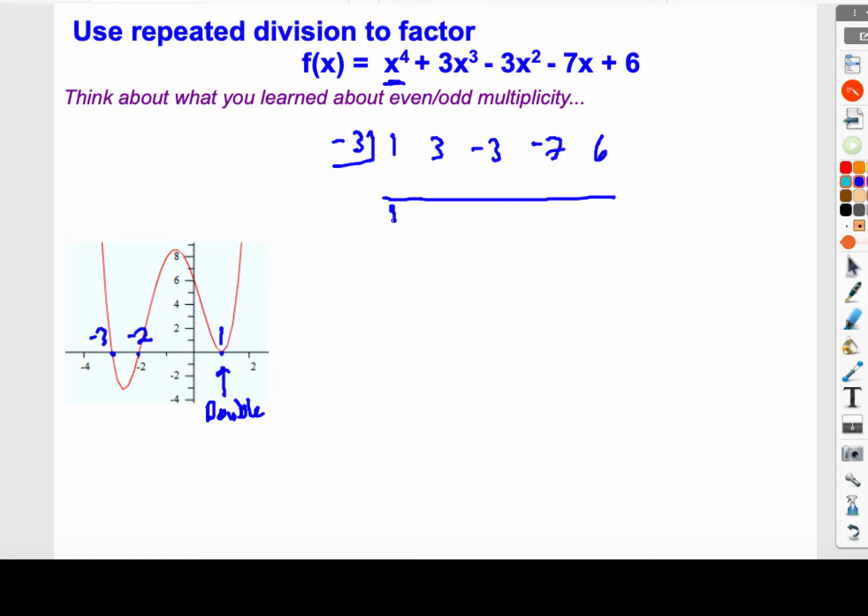I'm going to drop down that 1. Makes for negative 3. 0 is 0. Adds up to negative 3, which multiplied again by negative 3 makes 9. Adds up to 2, multiplies to negative 6, and we get that 0 remainder like we expected. Right? Now, I'm going to go ahead and jump over.